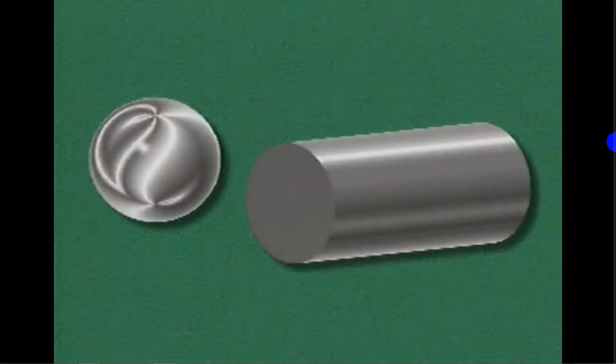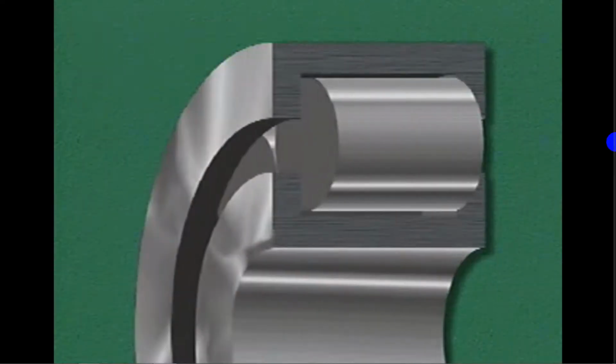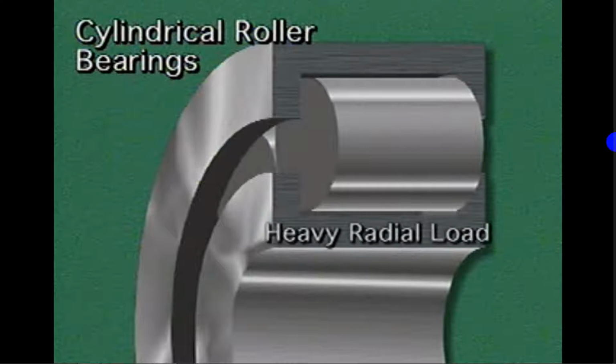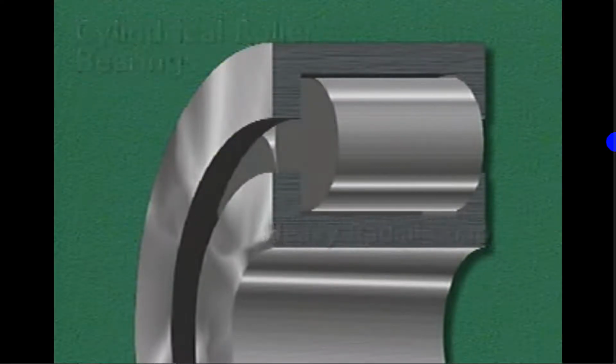Roller bearings can carry more load than ball bearings because rollers are larger than balls and they spread the load over a greater area. Let's look at some common types of roller bearings. Cylindrical roller bearings have rollers that are shaped like cylinders. These bearings are designed primarily to support heavy radial loads.